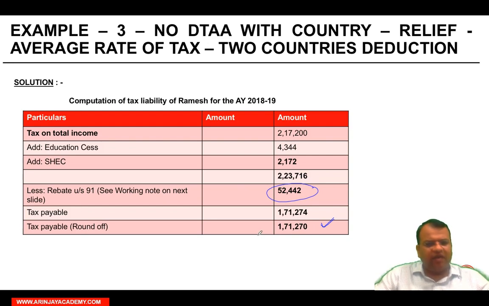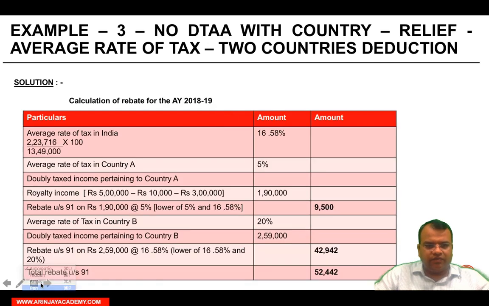Now what is the takeaway for me from this particular thing? The takeaway is that the calculation for relief under section 91 has to be done country wise. What I mean by that is, when I calculated the relief, I did not compare the average of this and this with the Indian tax rate. I compared the Indian tax rate with each of these income. So not only country wise, it has to be done income wise.